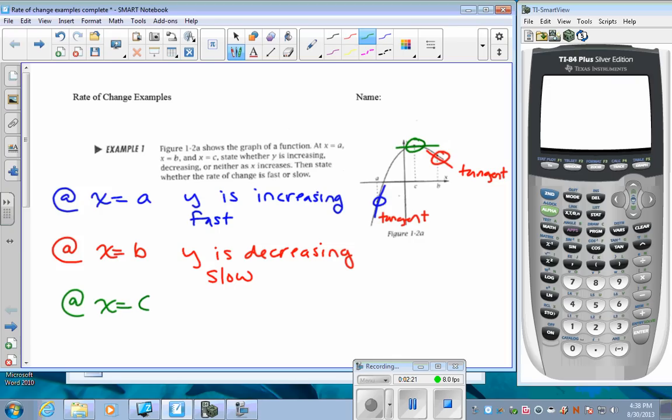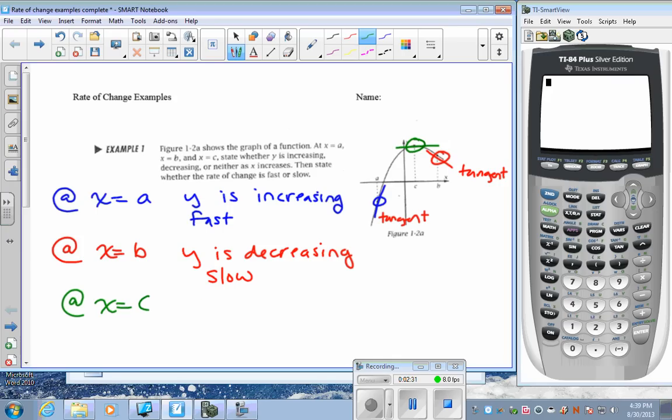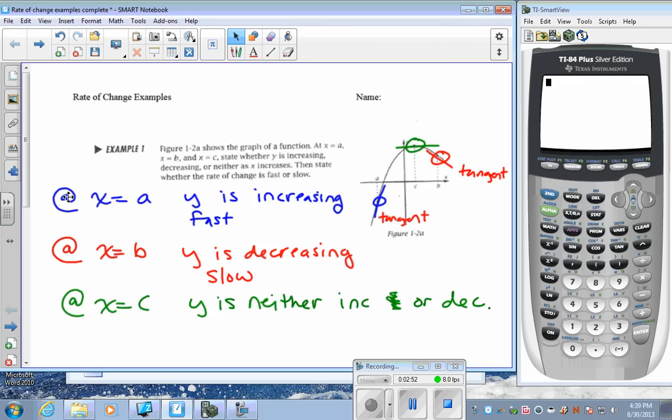This tangent touches the curve at x is equal to c. That line is horizontal. It has zero slope. The slope is 0, which means y is neither increasing or decreasing. And I'm going to just write inc or dec because we're lazy mathematicians. So we have labeled our 3 points. And again, we've referenced our tangent lines to determine whether we were increasing or decreasing quickly or slowly.